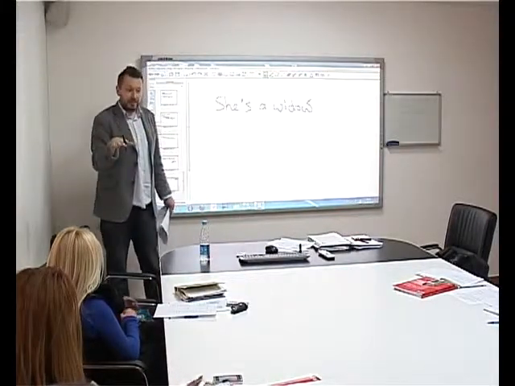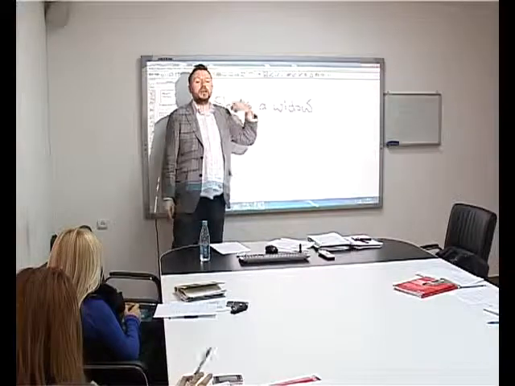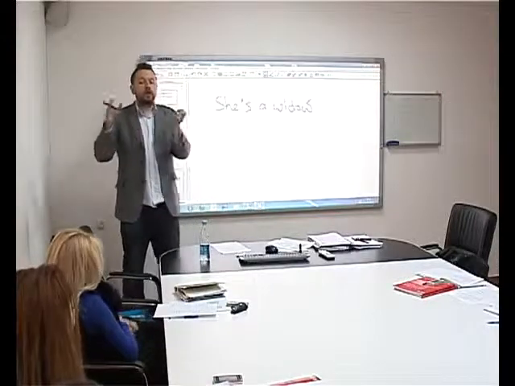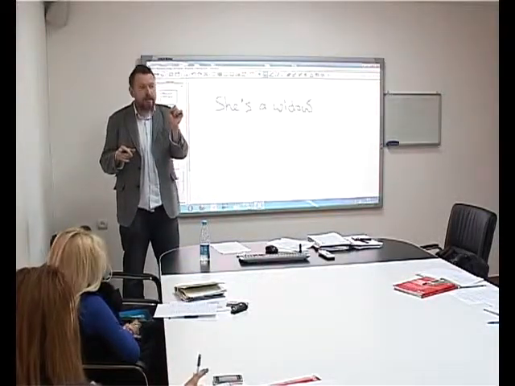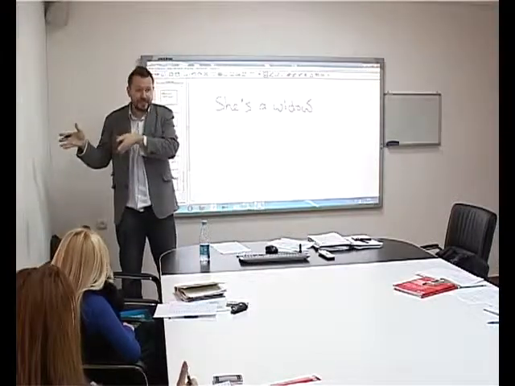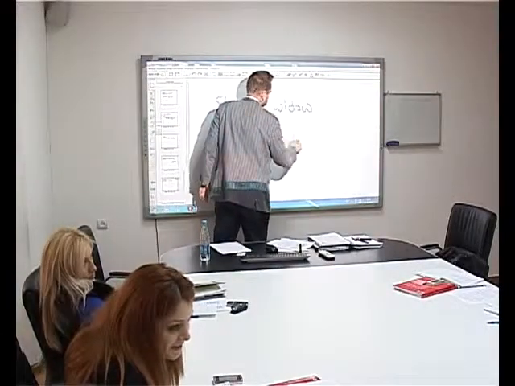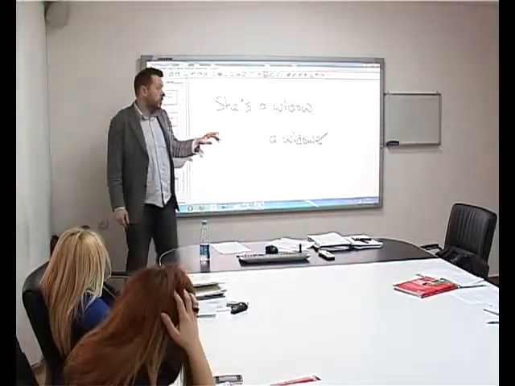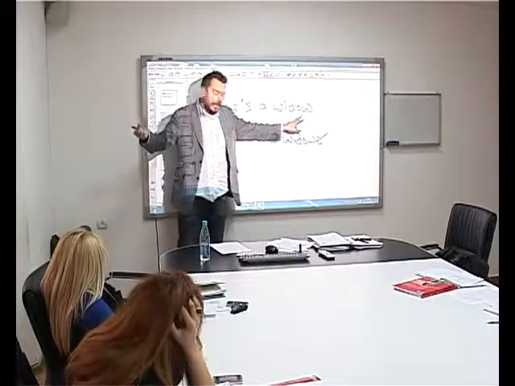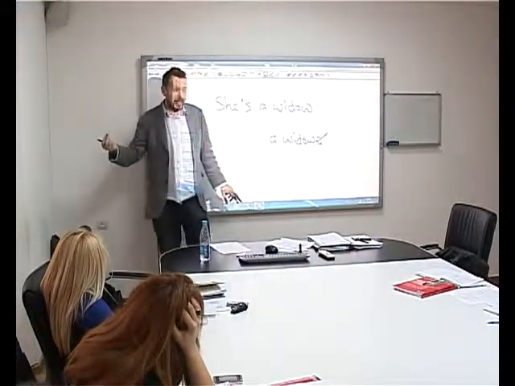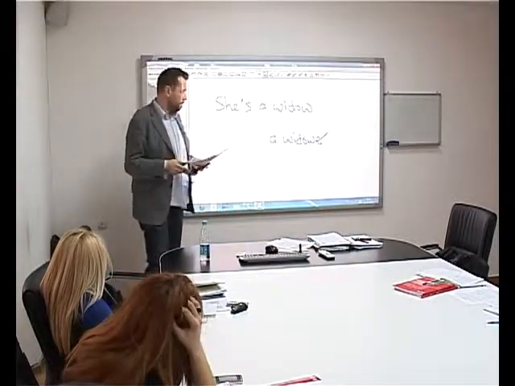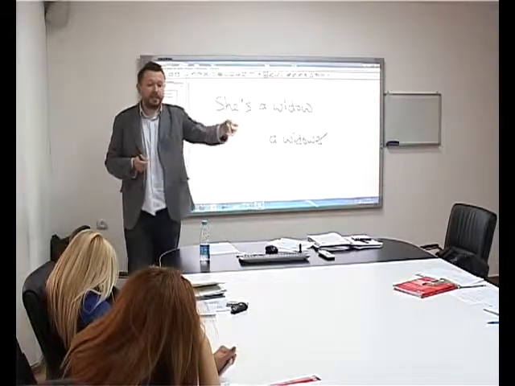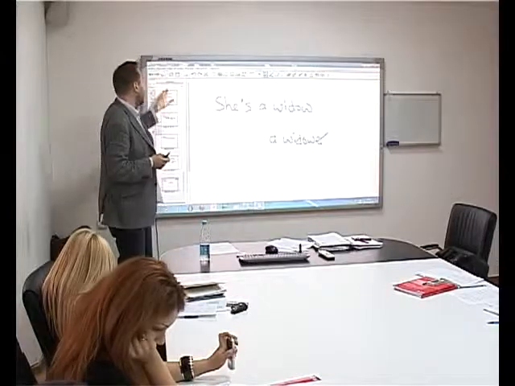My father is dead. So if you say widow, widow is a woman whose husband is dead. If you have a man whose wife is dead, you can say a widower. So this woman whose husband is dead, this man whose wife is dead. So widow, widower. Cool.